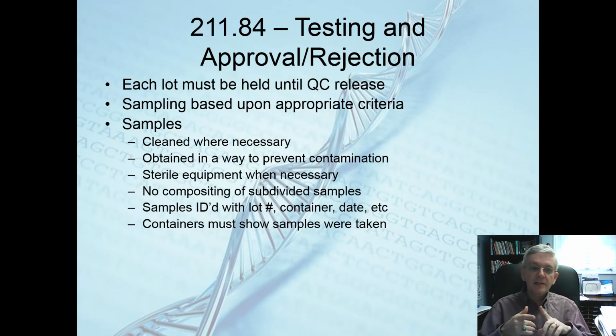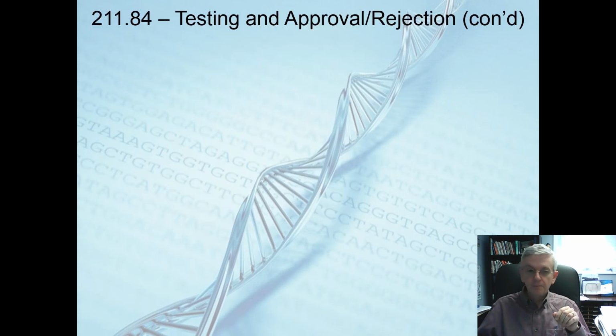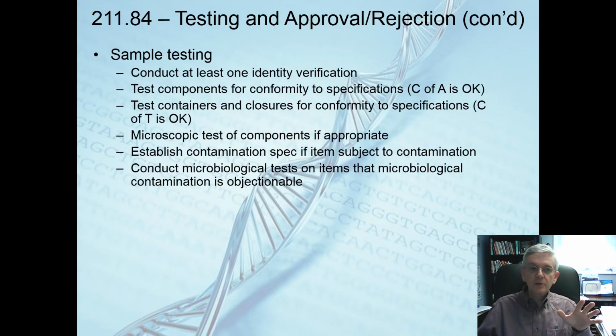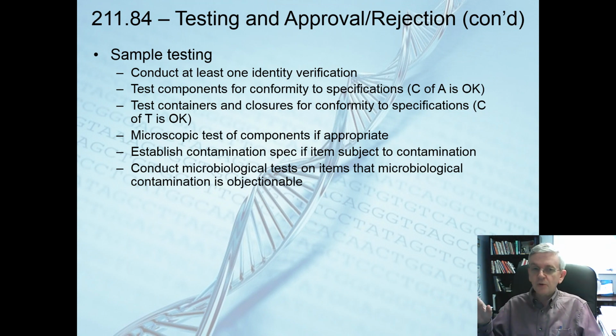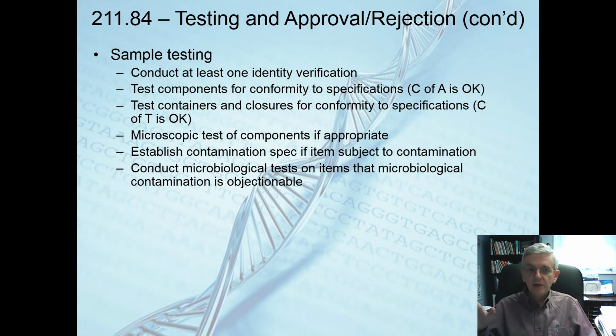You have to ID those samples, and you have to say that a sample was taken from that container. 21184 here continued. Sample testing: conduct at least one identity test on those things. You have to test components for conformity to those specifications. You can do a certificate of analysis if you have some system in place to verify that your supplier is indeed approved and controlled. You have to test containers for conformity to specification.